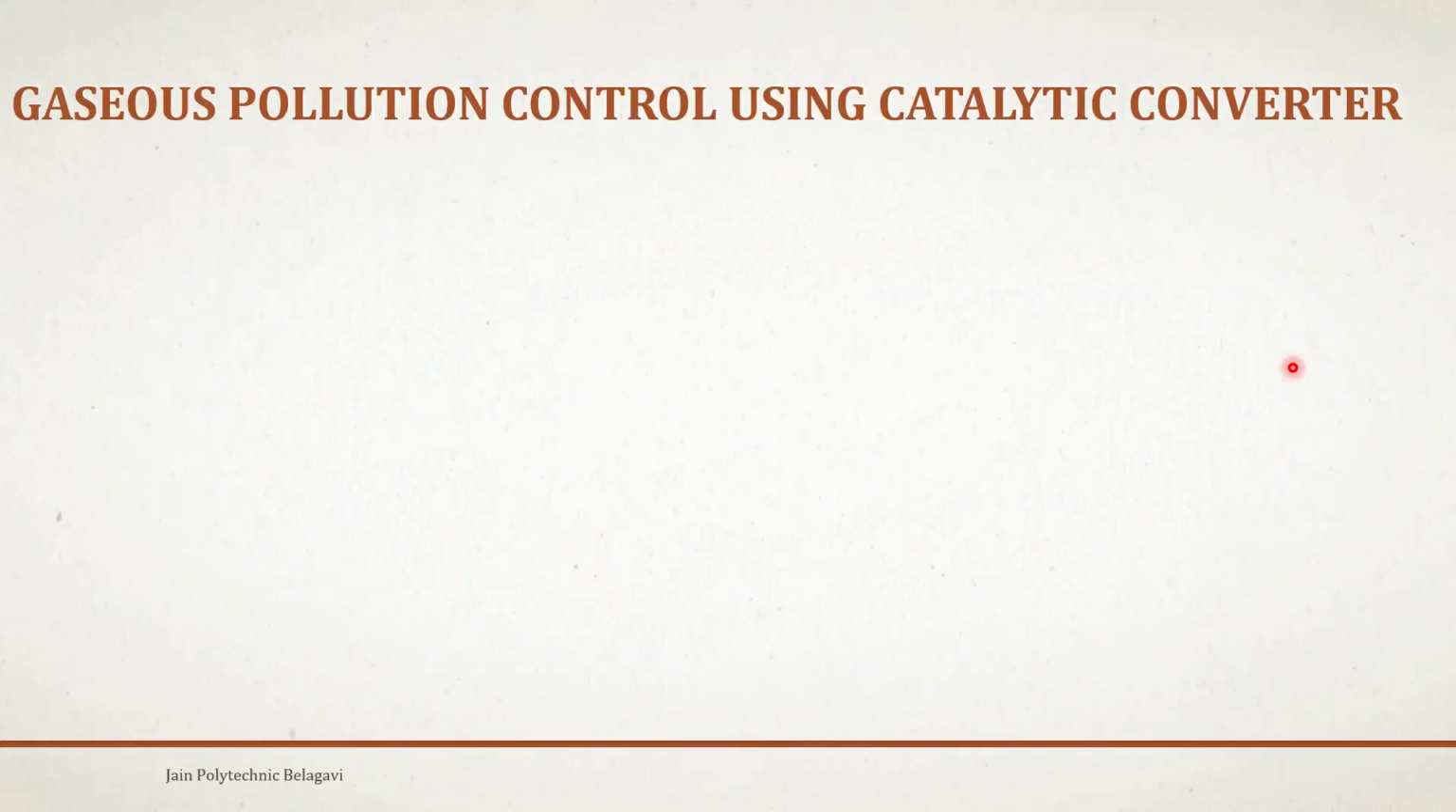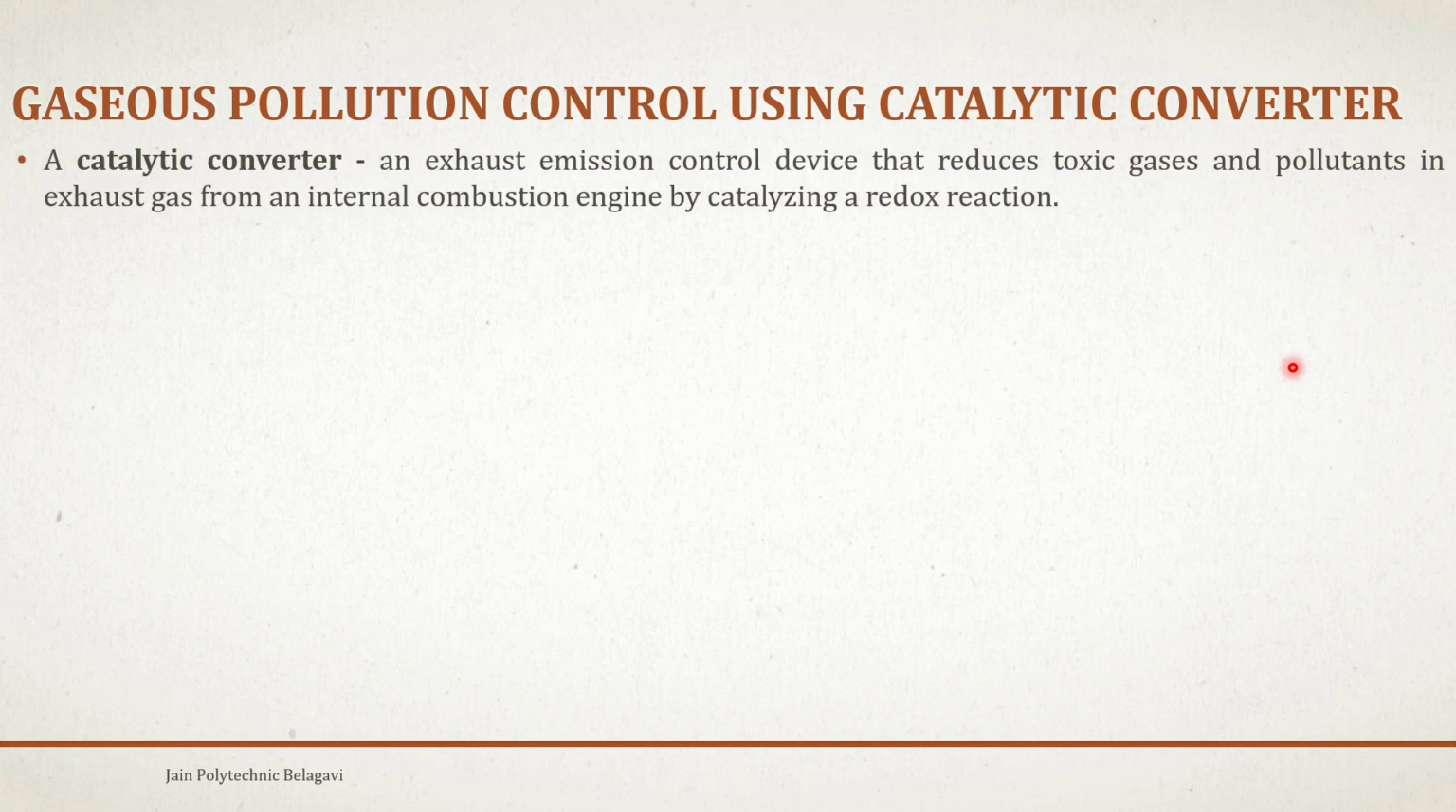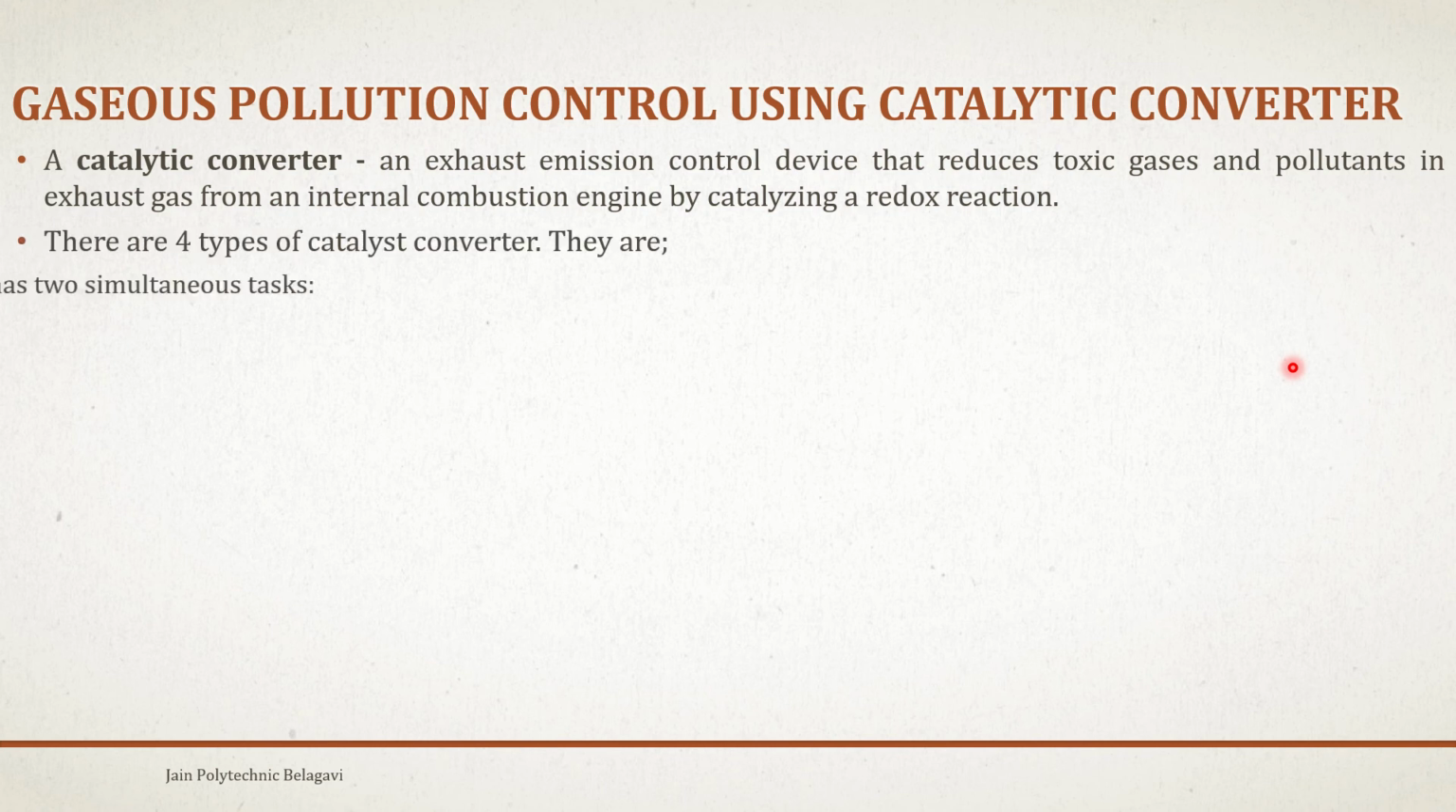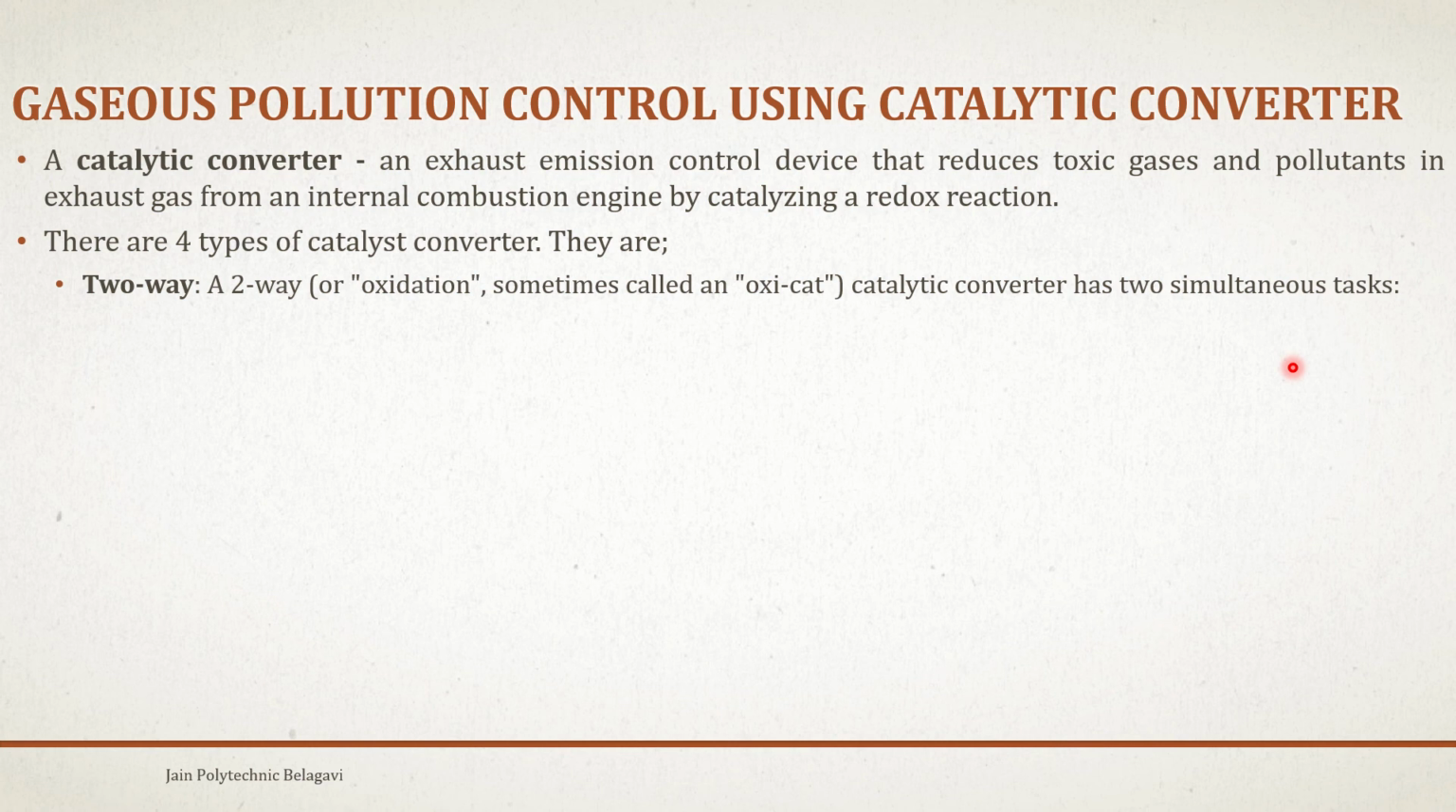Next we will be watching gaseous pollution control using catalytic converter. A catalytic converter is an exhaust emission control device that reduces toxic gases and pollutants in exhaust gas from an internal combustion engine by catalyzing a redox reaction. There are 4 types of catalytic converter. They are two-way, in the sense oxidation, sometimes called oxycat.